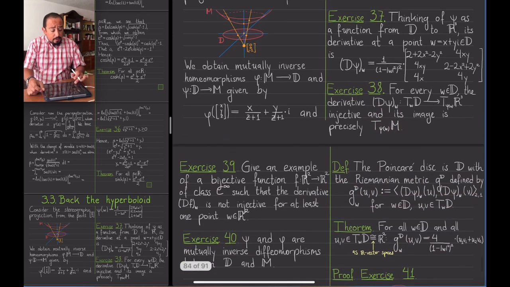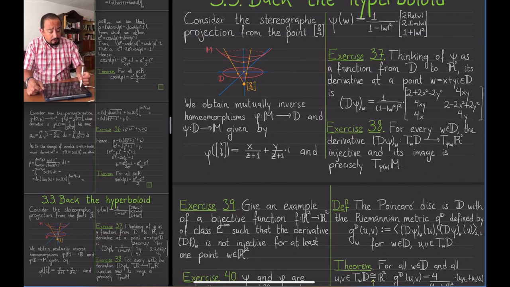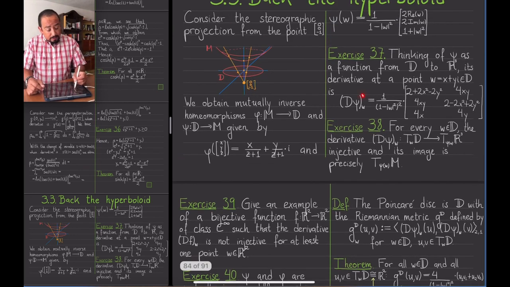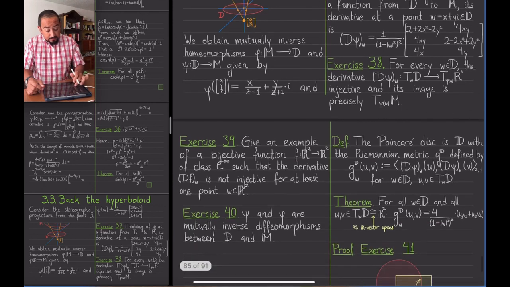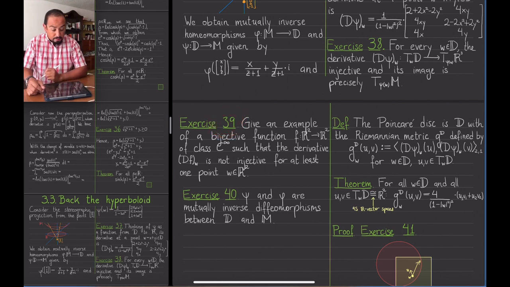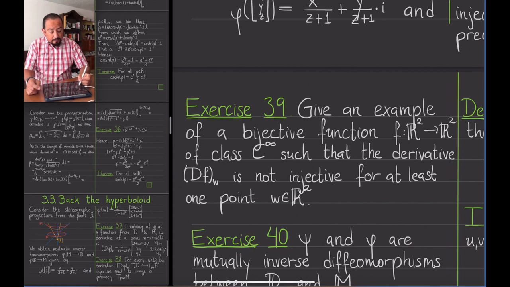Its image, which is contained here, of course, is the whole tangent plane to M. Okay, and for that, one way to do exercise 38 is to use exercise 37 maybe. And now, so this one is injective. And then the next exercise is so that you don't get too confident that such derivatives are always injective. So give an example of a bijective function, maybe an injective, let's say, of an... let me think.